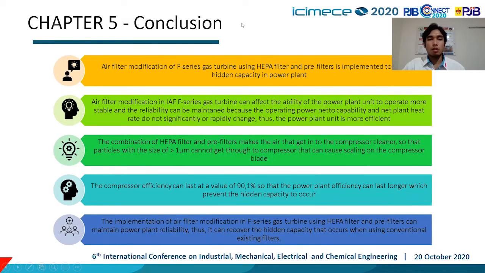Chapter 5. Conclusion. Air filter modification of the F-Series gas turbine using HEPA filter and pre-filters is implemented to recover hidden capacity in the power plant. Air filter modification in the inlet filter of the F-Series gas turbine can affect the ability of the power plant unit to operate more stable and the reliability can be maintained. The implementation of air filter modification in the F-Series gas turbine using HEPA filter and pre-filters can maintain power plant reliability, thus it can recover the hidden capacity that occurs when using conventional existing filters.